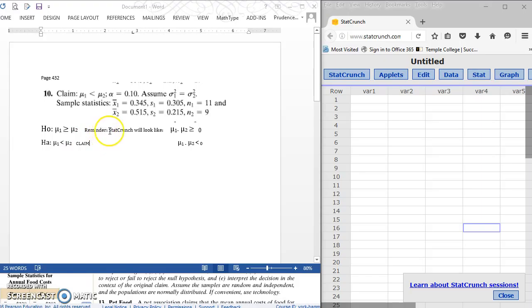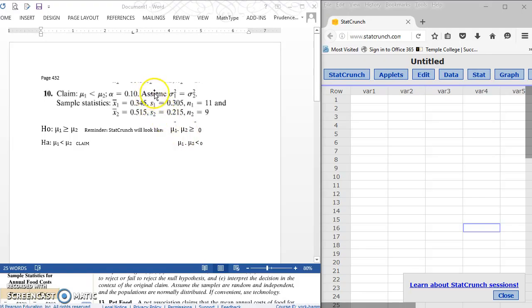claim. Now, I need to remind you that in StatCrunch, they're not going to leave it in this form. They're actually going to do the subtraction. So mu1 greater than or equal to mu2 means that their difference has to be greater than or equal to 0. And for the alternative hypothesis, mu1 less than mu2, if we subtract mu2 from each side, we get mu1 minus mu2 less than 0. So this is what it's going to look like in StatCrunch with the exception of this symbol, but we'll be able to pick the symbol we want for the difference, for the alternative hypothesis.